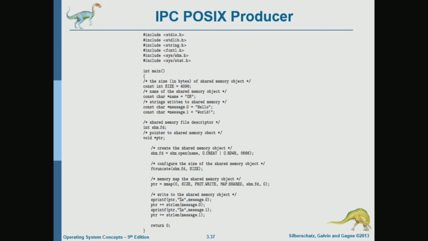So it creates a couple of strings. Now it does the shared memory open to create a shared memory buffer, and it sets the size to a certain size. Then it does the mapping, and it maps it to a certain pointer in the address space of the process that is creating this.